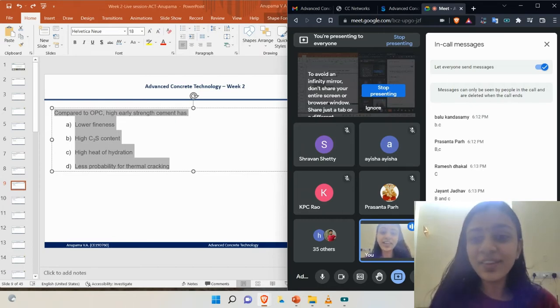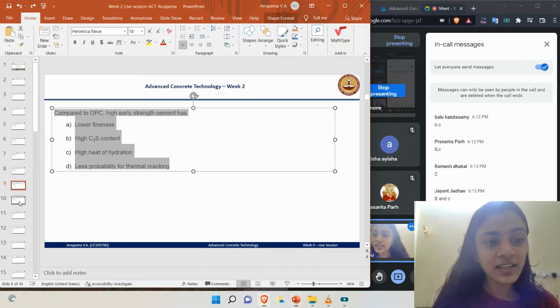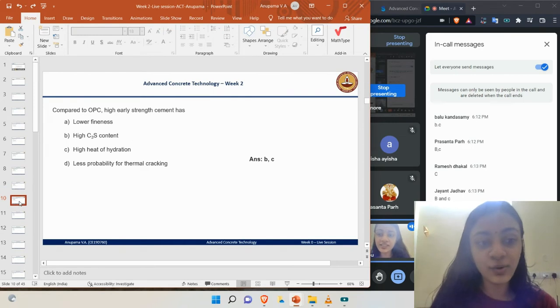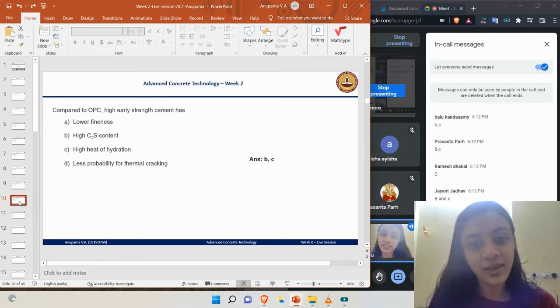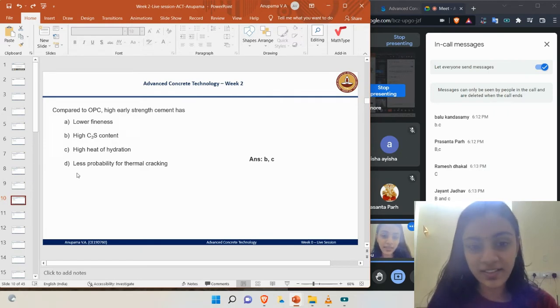I never told that only one answer is correct, so just read the options carefully. The correct answer is B and C. If you see option A, it is lower fineness, which means the particle size is bigger, which is a wrong option. Actually, the correct answer is higher fineness. If the fineness is more, then it can give a high early strength. So here the correct answers are B and C.